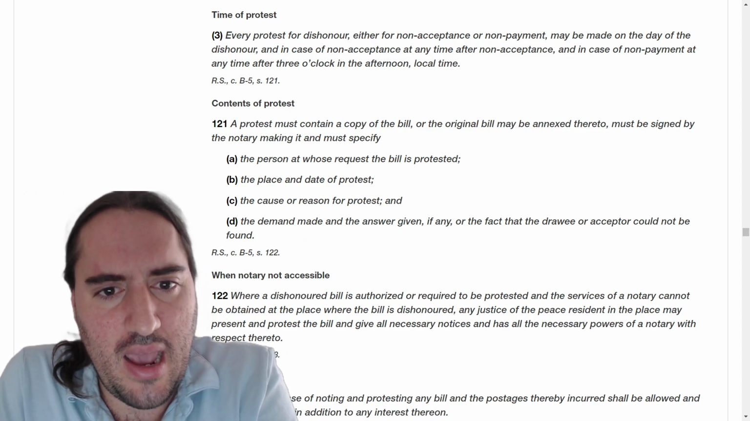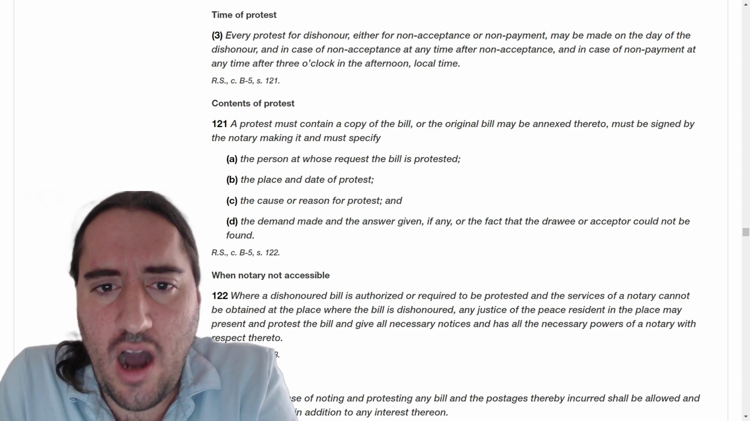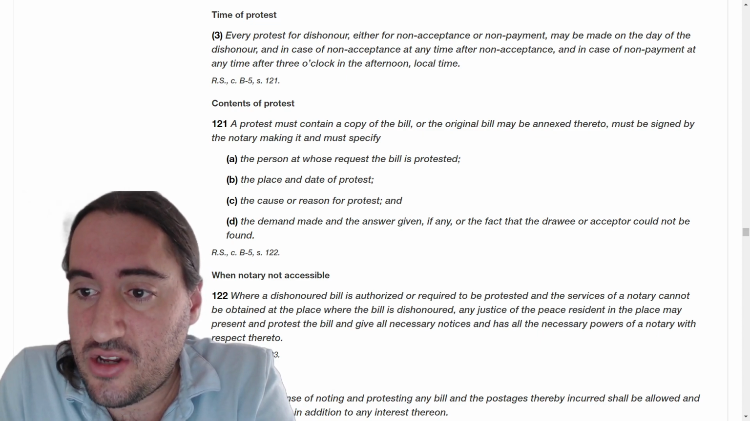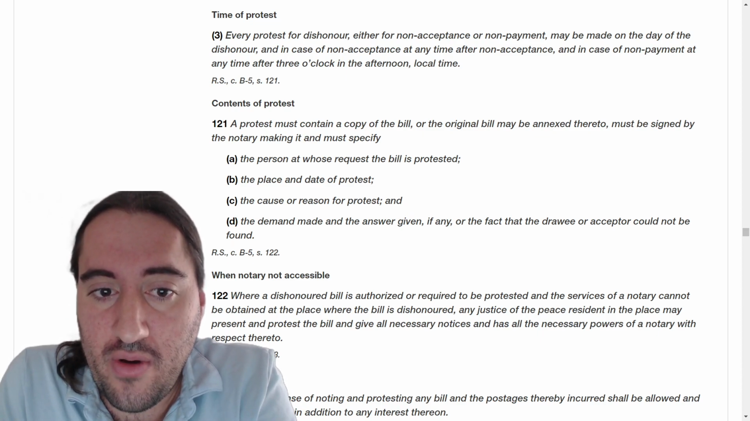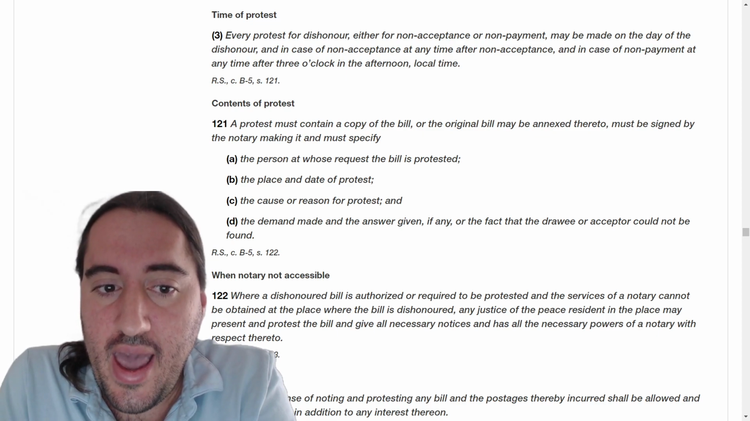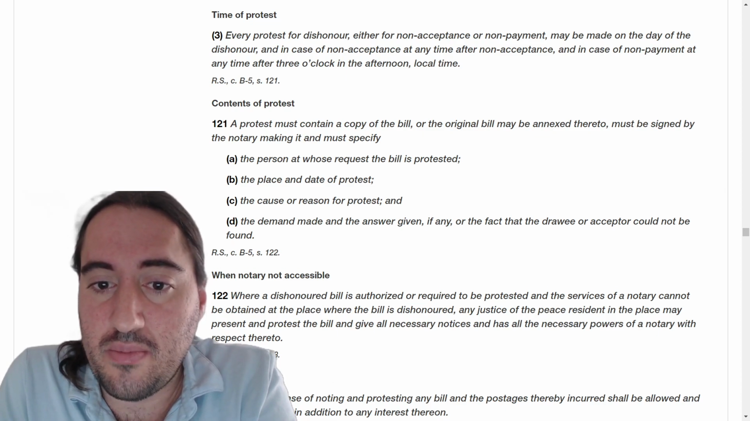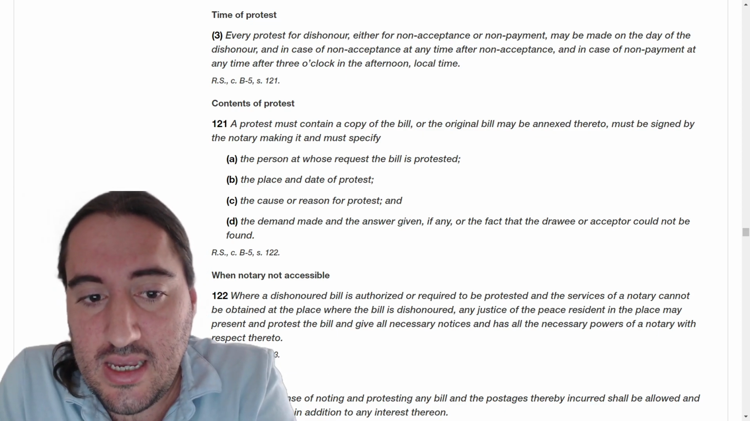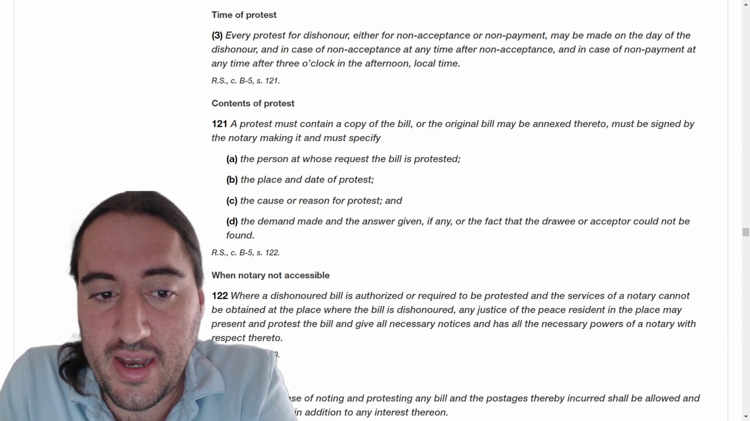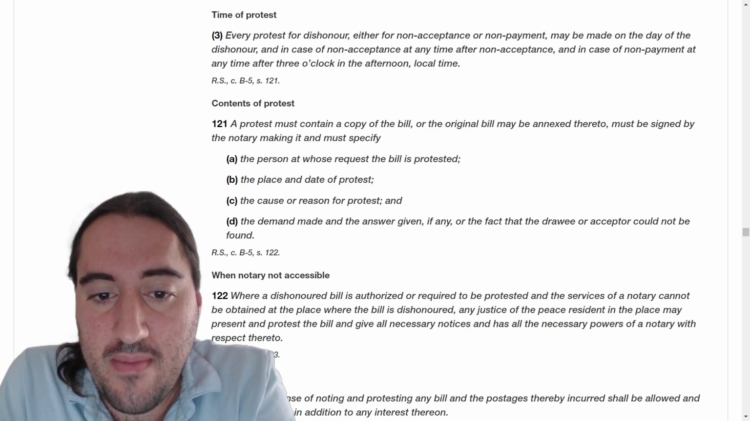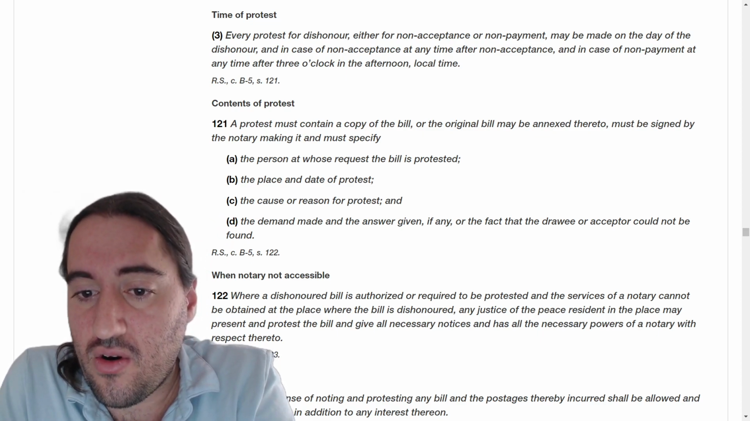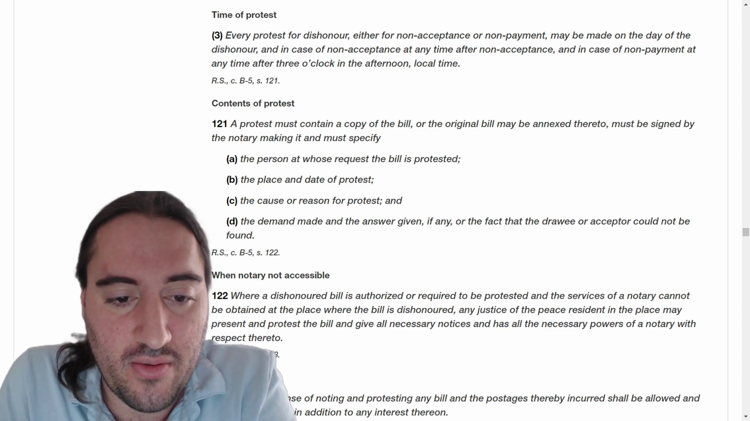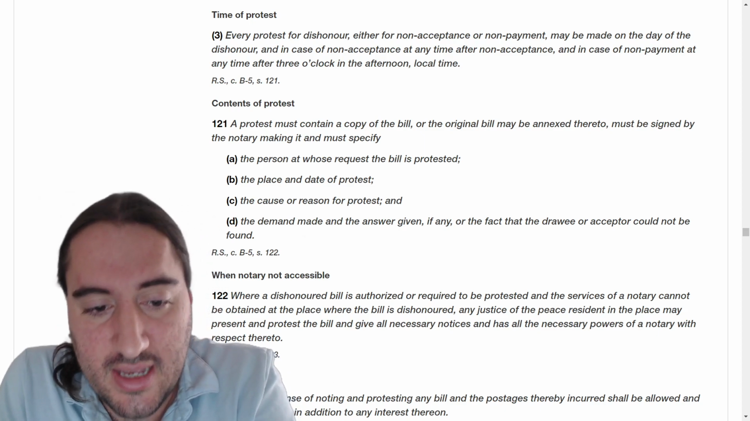Contents of the protest. A protest must contain a copy of the bill, or the original bill may be annexed thereto, must be signed by the notary making it, and must specify: A. the person at whose request the bill is protested, B. the place and date of protest, C. the cause or reason for protest, and D. the demand made and the answer given, if any, or the fact that the drawee or acceptor could not be found.